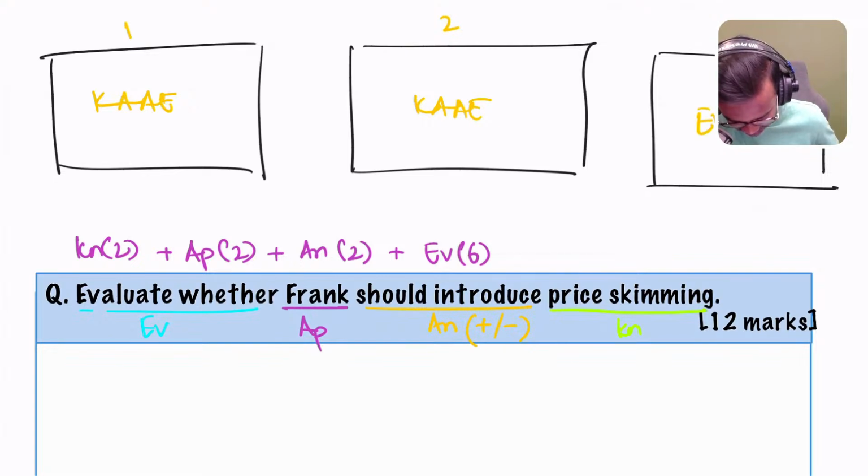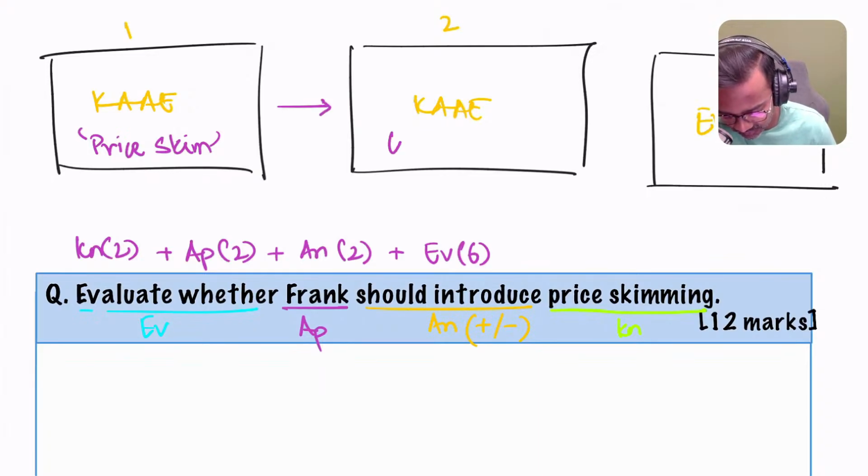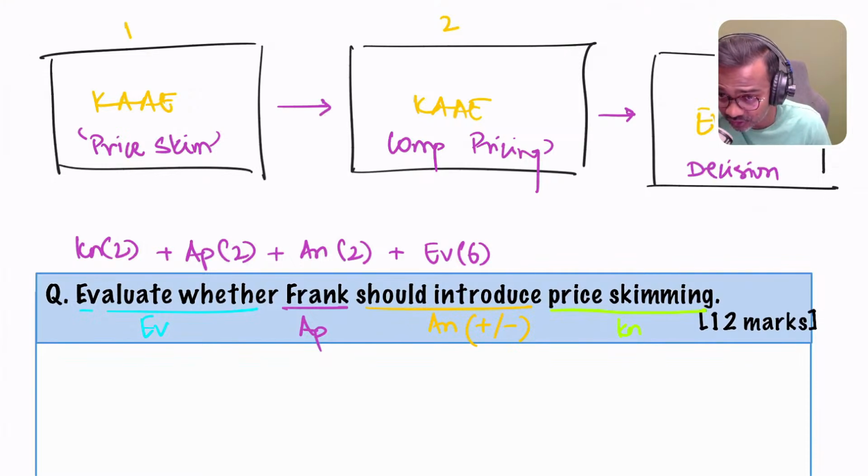Since this question said to consider price skimming, I'll spend my first paragraph on price skimming, and talk about its advantage and disadvantage to the business. Then, sticking to competitive pricing, since that's also something that they're doing right now, I'll discuss its advantages and disadvantages. And then I will come to the decision. Which is better? Should he change it or should he not change it? What impact would it have on other things? So this is what my sequence of answer looks like when I look at this question.